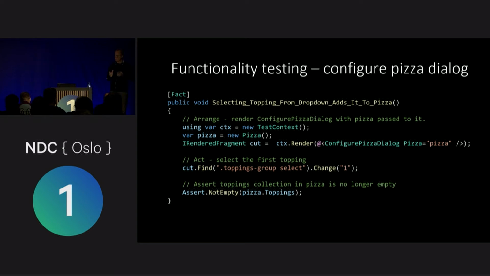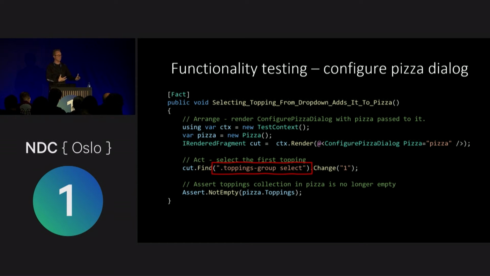So the interesting part about this test is that we have very limited dependence or coupling to the actual markup that was generated by the configure pizza dialog. We don't do any assertions on the markup really. Well, we do need to know that there is a select element that lies at a specific position that we can use a CSS selector to get at, and we can trigger an event handler on that will do something.